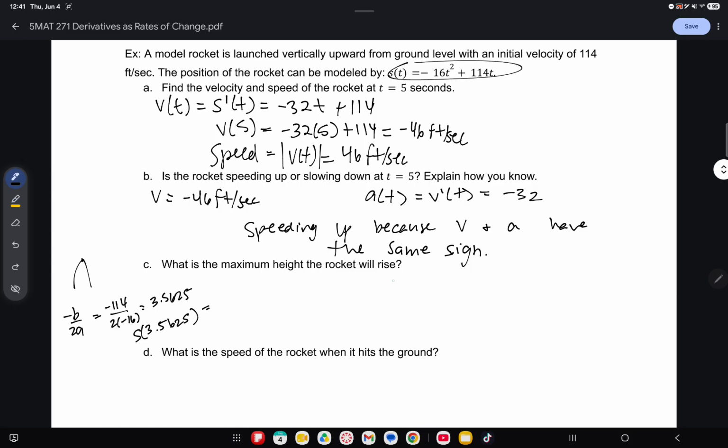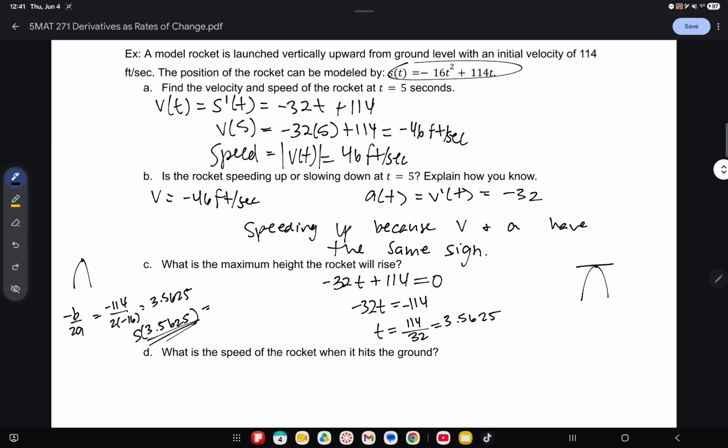With calculus, though, we can think of it this way. So we have that parabola, right? That maximum is going to be where the slope is 0. So we know the velocity, right? -32t plus 114. We can find when it's 0. So -32t equals -114. Divide, so 114 divided by 32, and that's going to give that 3.5625. And then we would plug that back into the position function.